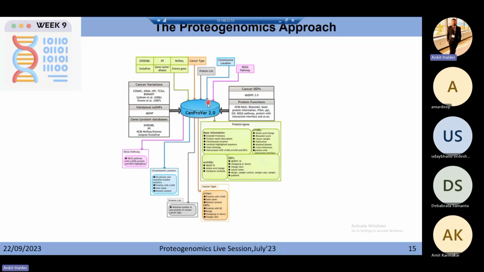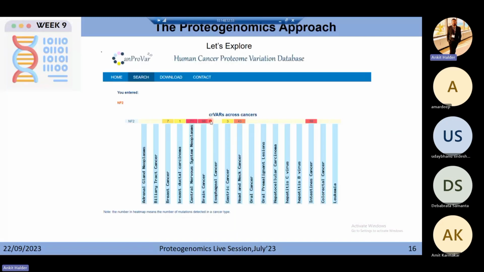In this, it provides KEGG pathways with the cancer-related variants and differentially expressed proteins highlighted, chromosome locations, the picture and mutation number statistics, gene name, mutation number in one protein of a certain cancer type, protein function, protein or gene. So everything we will be finding. Let us go and look at how it is there.